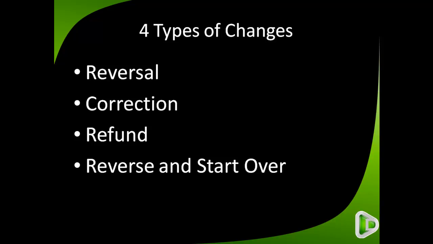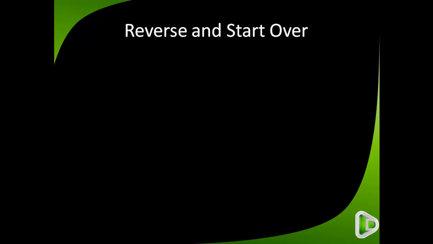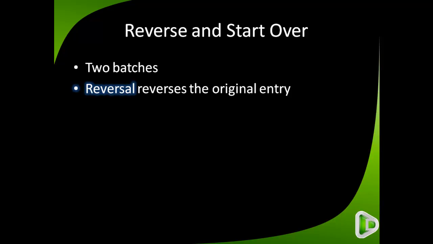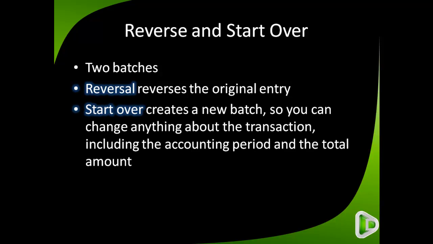Remember that there are 4 types of changes that you can make to a posted donation: a reversal, a correction, a refund, and a reverse and start over. With the reverse and start over, you're actually creating 2 separate batches. The first is a reversal of the original entry. The start over creates a new batch so that you can change anything about the transaction, including the accounting period or the total amount. And that's what's different between this and a regular reversal or a correction.